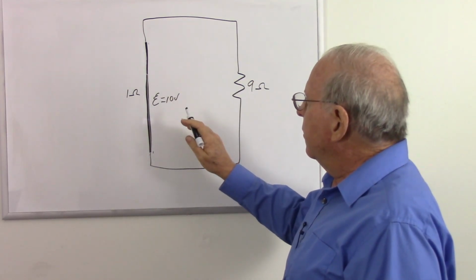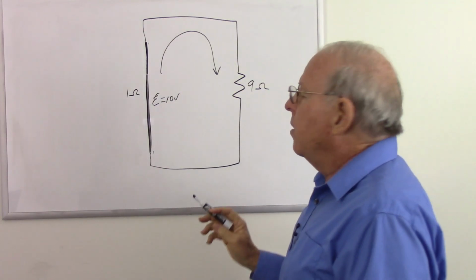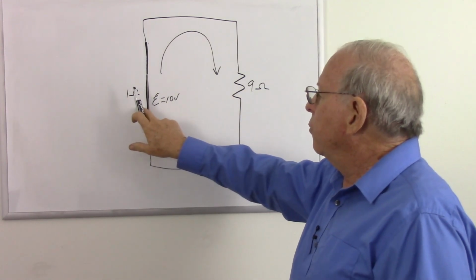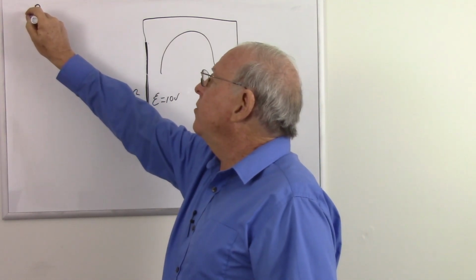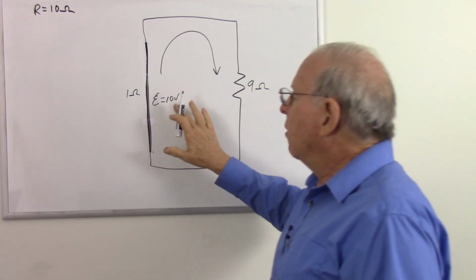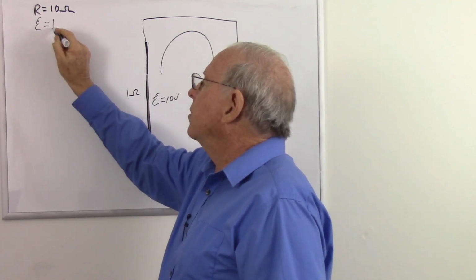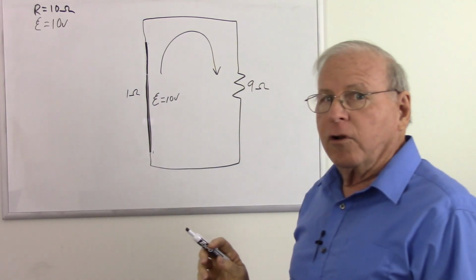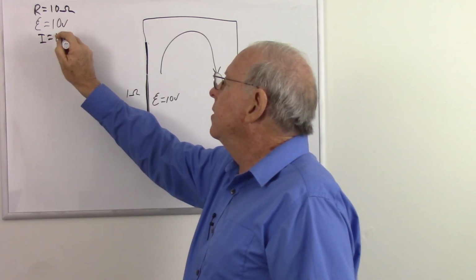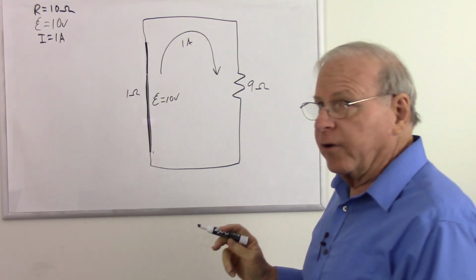But now we know that there's an electromotive force of 10 volts pushing current in this direction. What's our total resistance of this series circuit? 9 ohms plus 1 ohm. So our resistance equals a total of 10 ohms. Our voltage, which is electromotive force, equals a total of 10 volts. So according to Ohm's law, what should the current be? We should have 1 amp of current in there. So there's our 1 amp of current.